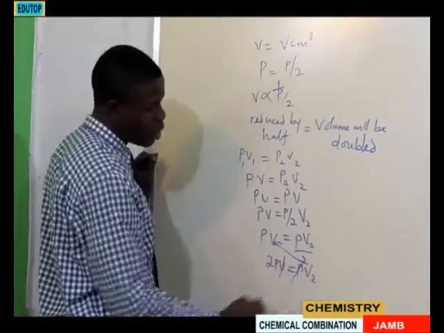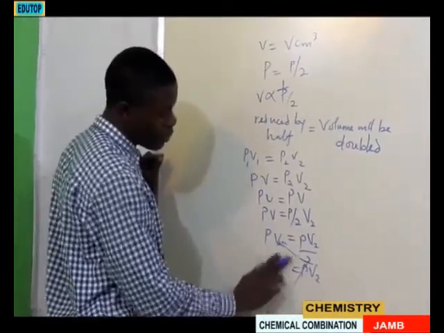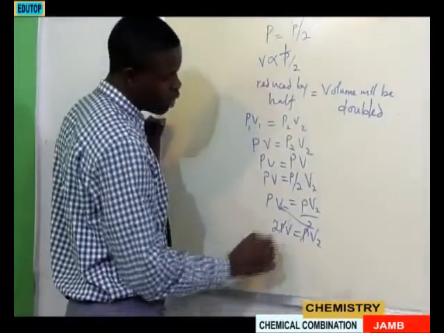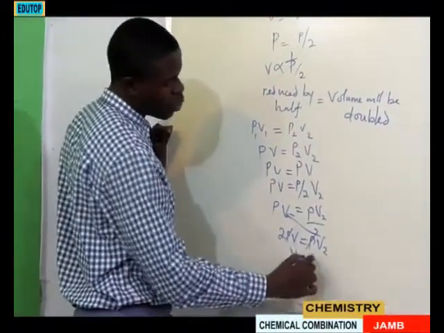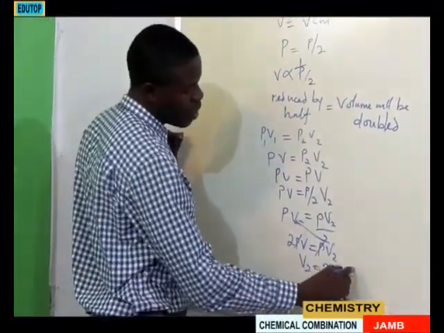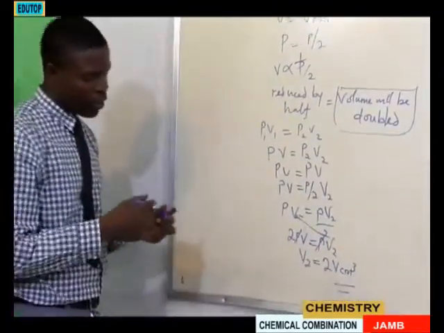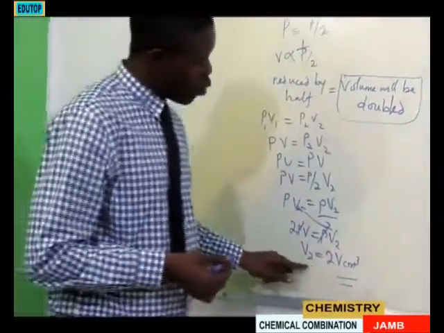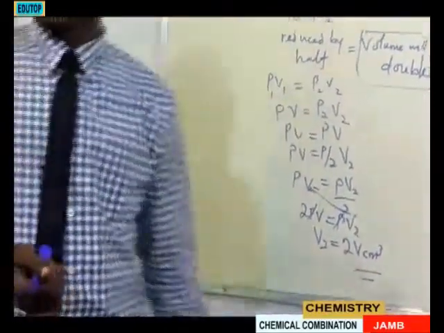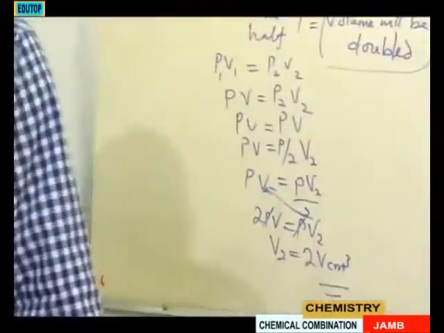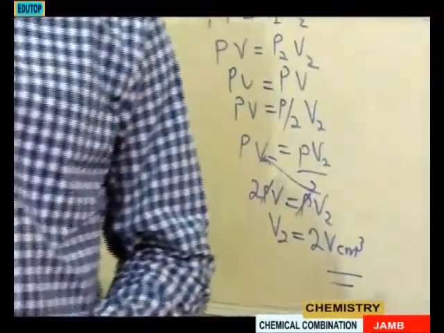So this P cancels this P. So what you have, V2 will definitely be 2V. So you can see that even my literature has justified my calculation. So you can see that V2 will definitely be 2V. So the answer to the question will be 2V centimeter cube. So that is option D.